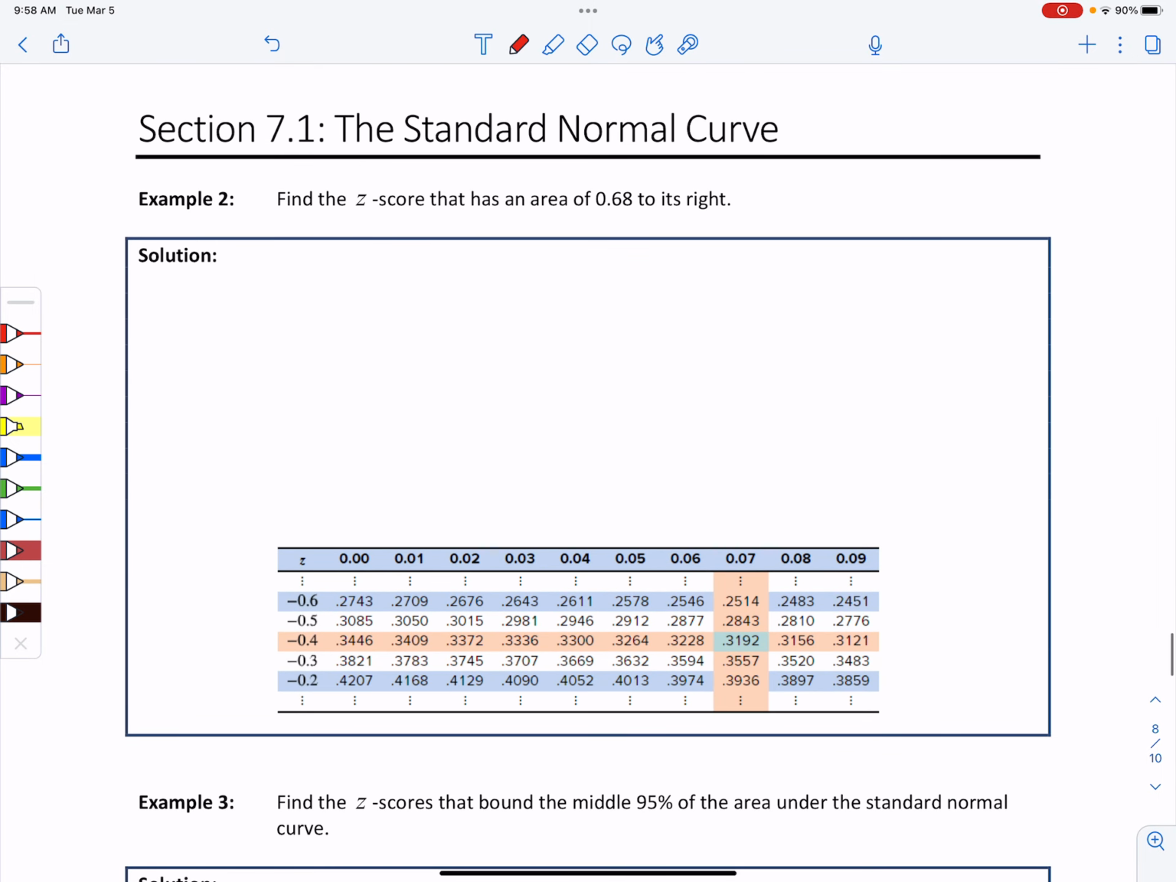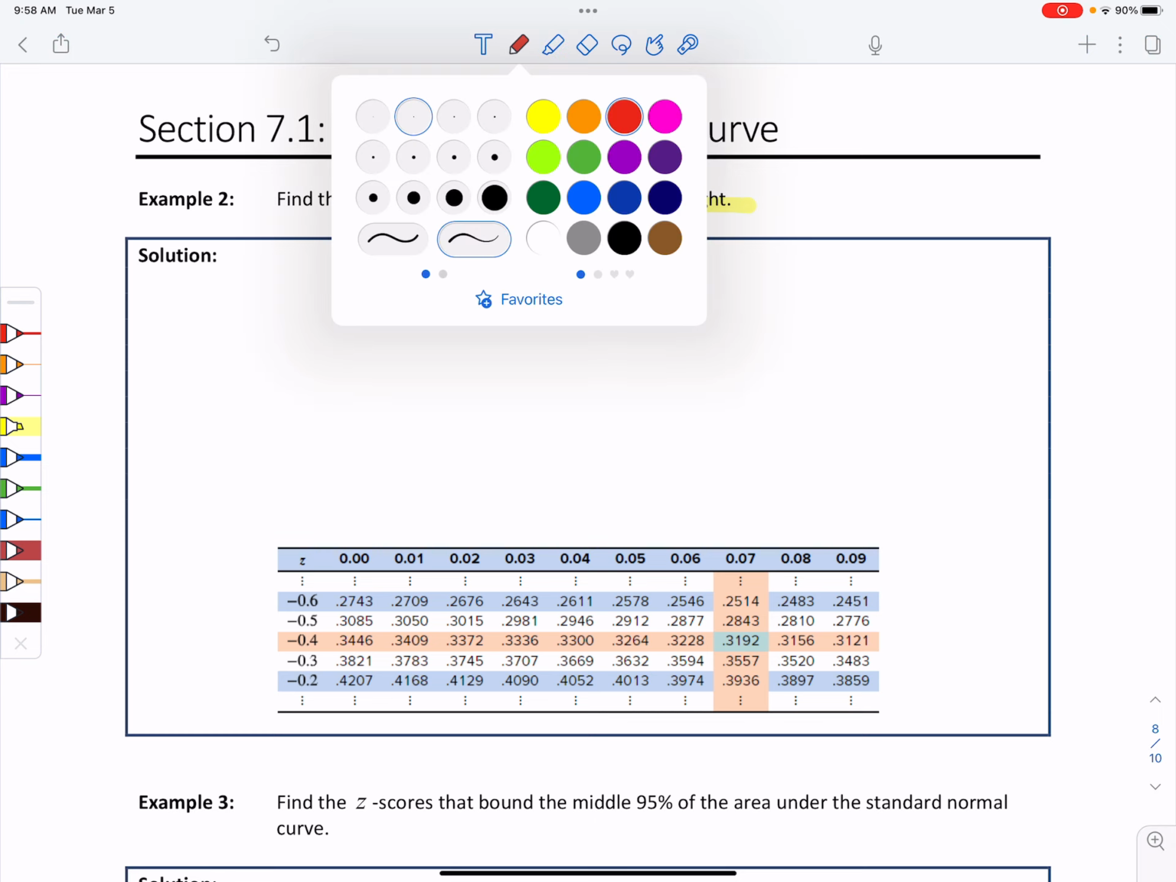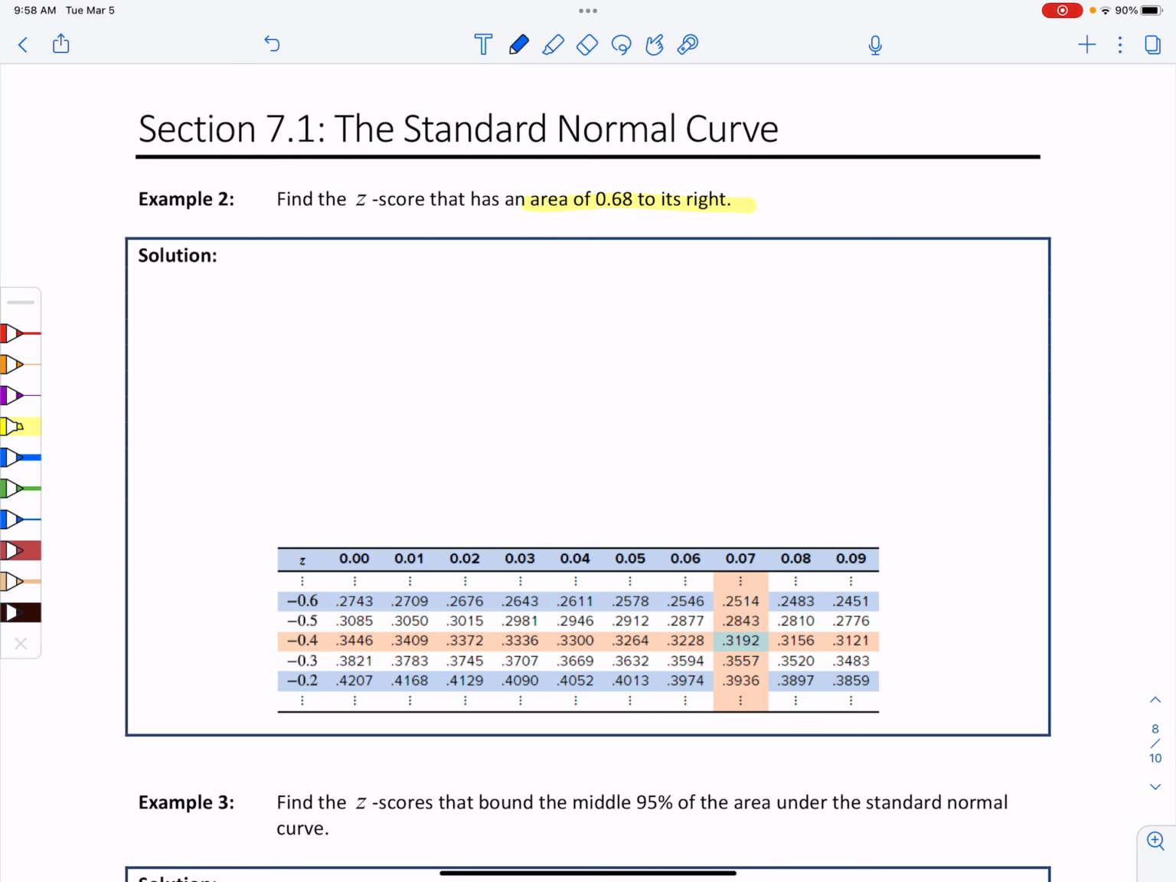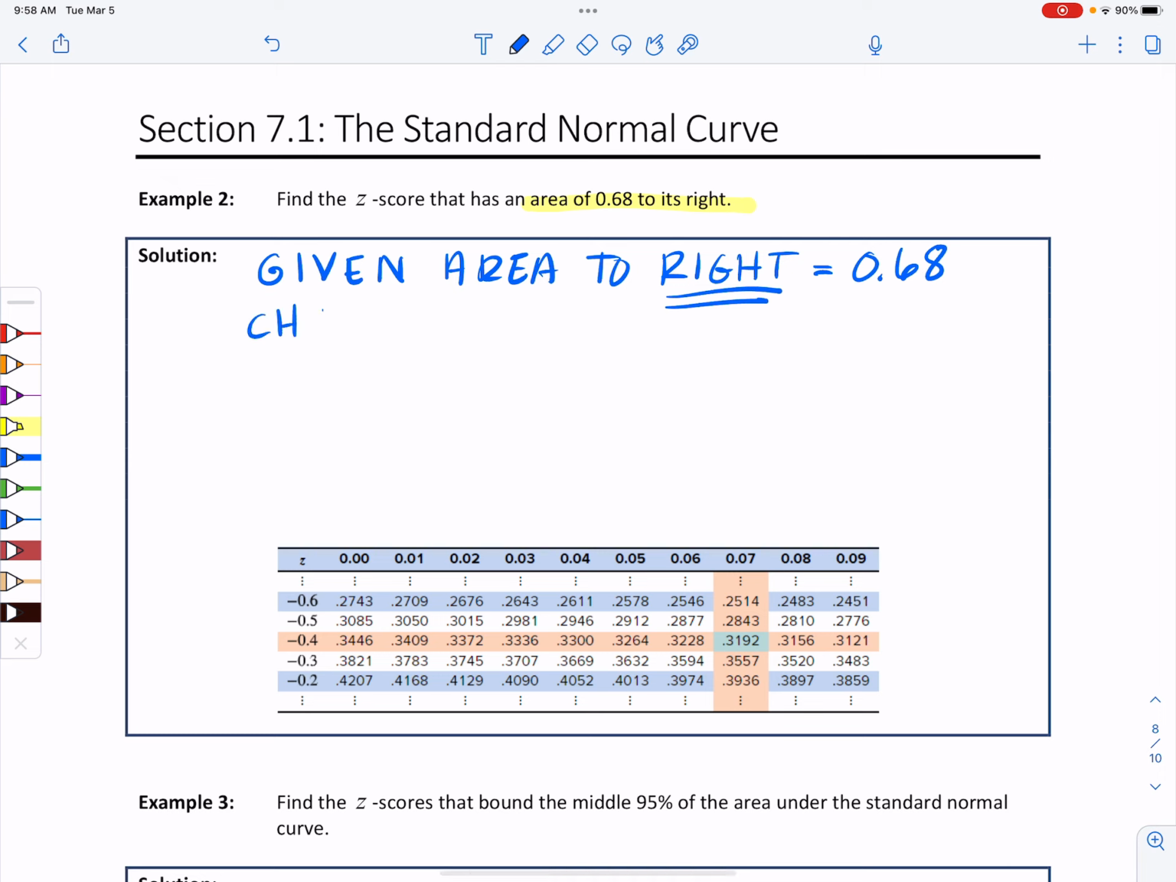We're going to use a similar method when the area given is to the right, but we're going to have to change it to an area left before we can go to our table. In this case, I'm still given an area, but the area that I'm given is to the right. My table only looks at area to the left, so before we use our table, we're going to need to change this to an area left.